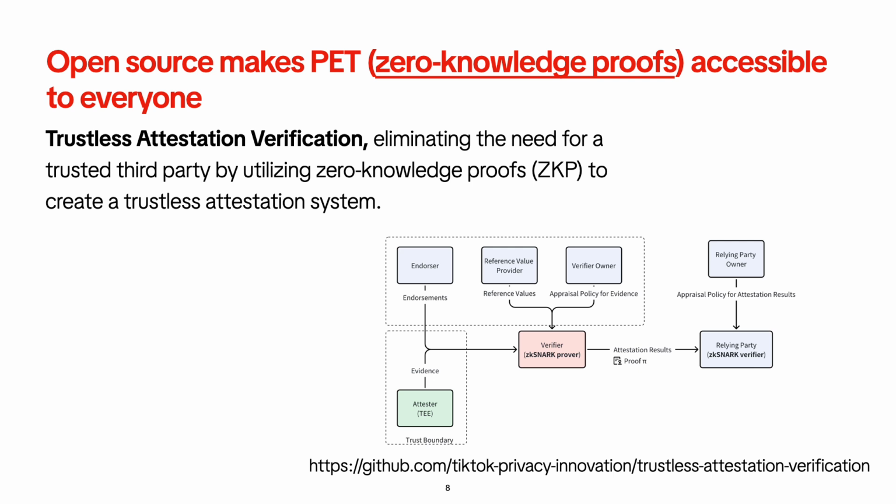This project aims to eliminate the need for a trusted third party by utilizing zero-knowledge proofs to create a trustless attestation service. By leveraging zero-knowledge proofs, the attestation service can demonstrate to relying parties that the attestation process is correctly executed. This ensures the integrity of the attestation process, reduces attack surface, and maintains a minimal trust boundary.